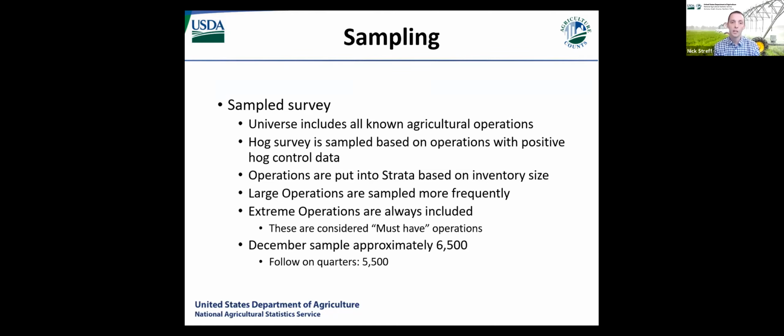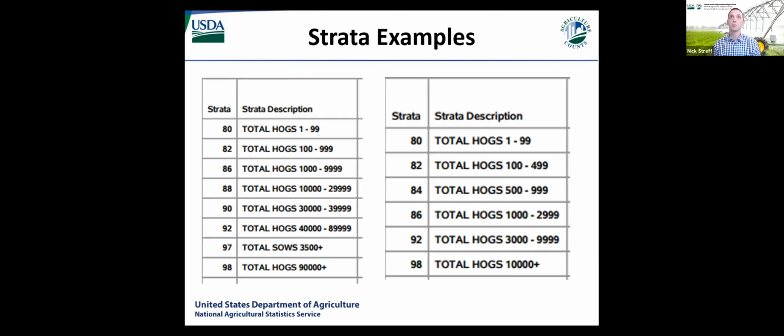In December, our sample size was roughly around 6,500, a little bit less. And in the follow-on quarters, March, June, and September, it's normally about 5,500 in our sample. But there's more to the sampling than that. We have what we call stratified random sampling. And here's an example of some of the strata we have.